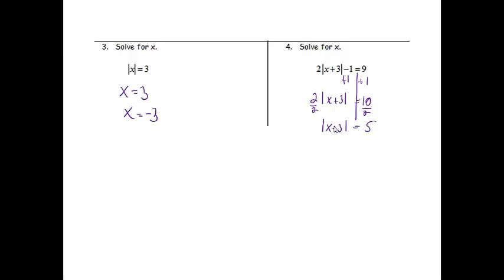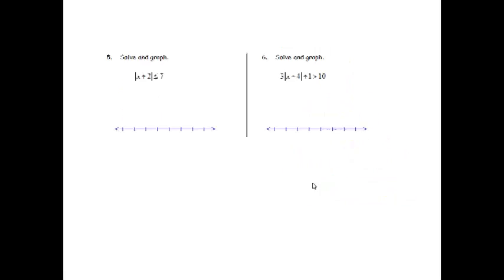Now from here, we know what's inside could be positive or negative. So x plus 3 could equal 5, and x plus 3 could equal -5. And now we're going to go ahead and solve each of these equations. So we'll get x equals 2, and on this one, we'll get x equals -8. So those would be my 2 answers.